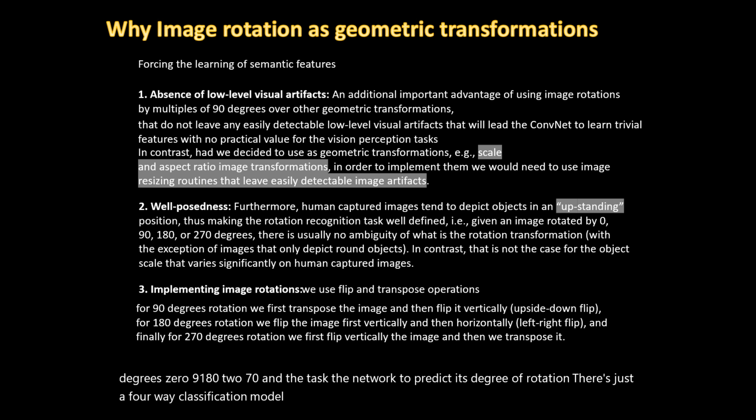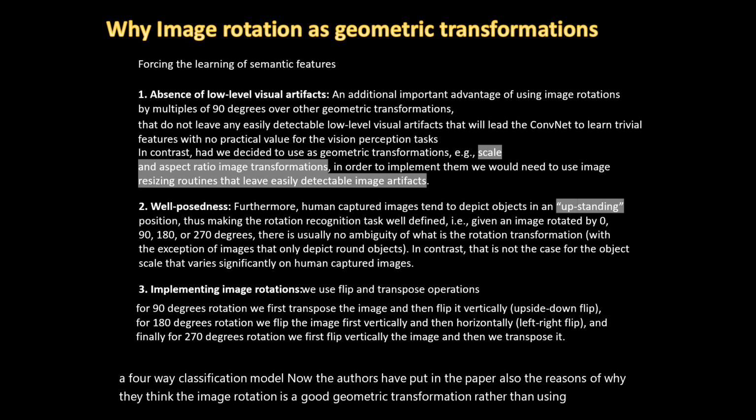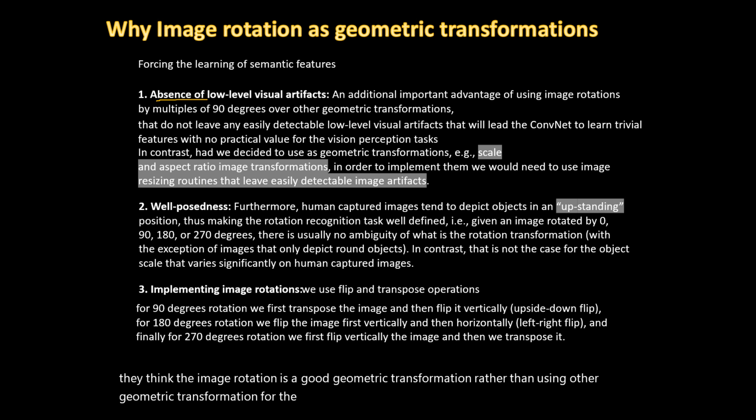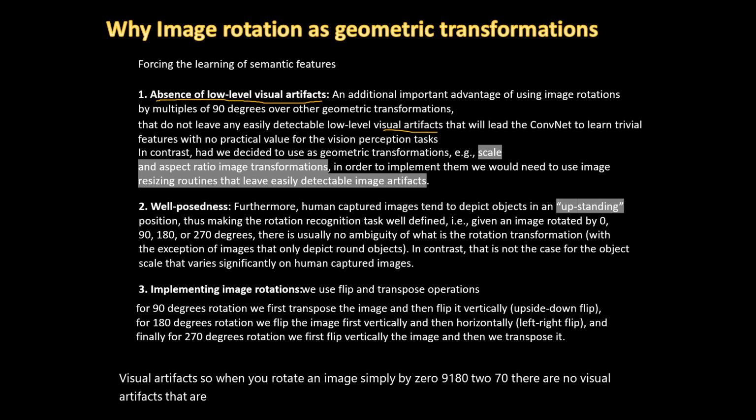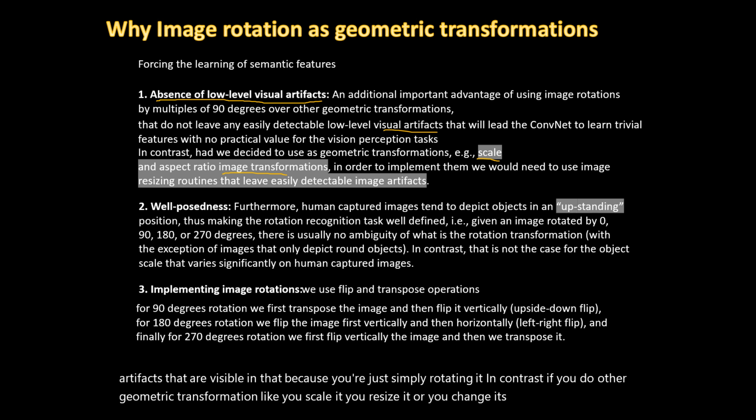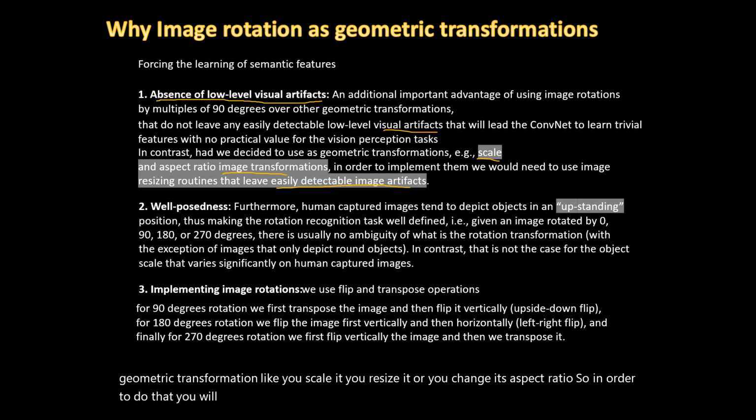Now the authors have also put in the paper the reasons why they think image rotation is a good geometric transformation rather than other geometric transformations. The first reason is the absence of low-level visual artifacts. When you rotate an image simply by 0, 90, 180, 270, there are no visible visual artifacts, because you're just simply rotating it. In contrast, if you do other geometric transformations, like scaling, resizing, or changing the aspect ratio, you will see some kind of visual artifacts built up in the image. This is one reason the authors have given, and it totally makes sense.